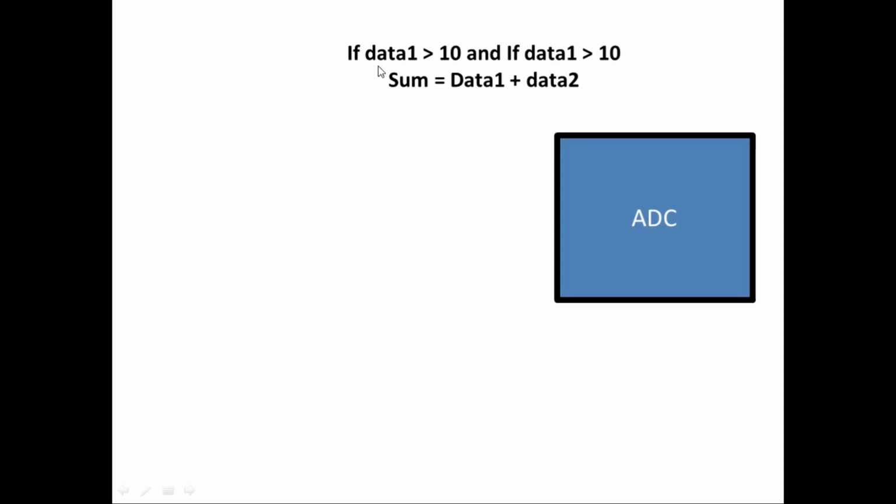Now let us consider a case where the program written into the memory of the microprocessor unit is such that if the data made available from the ADC module to the microprocessor unit is greater than the numerical value 10, then we will have to add two such data, and the summation will then be stored into a memory location.